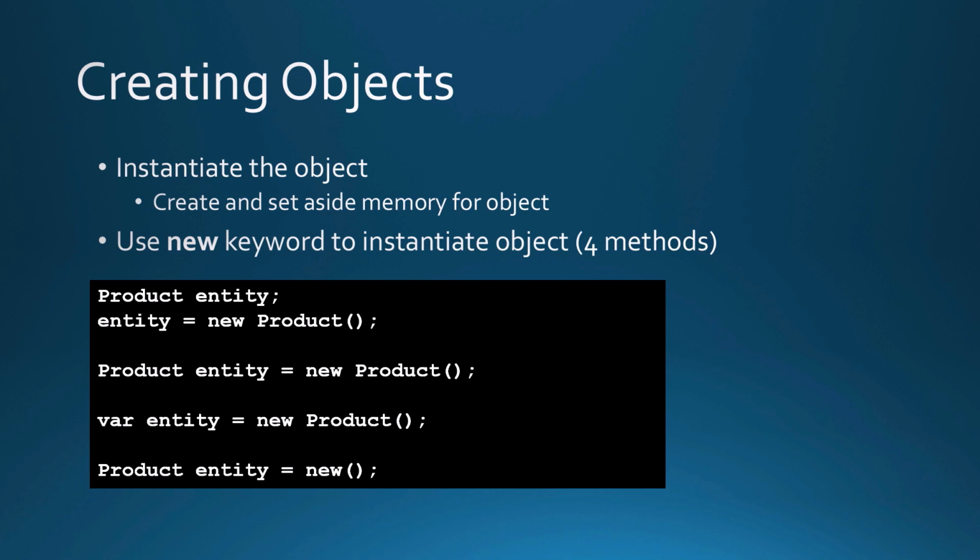And there's actually 4 different methods of doing this. The first one is the first 2 lines here, Product entity; entity equals new Product, or all on one line, Product entity equals new Product. You can also use the var keyword, which will infer the type by looking at the right-hand side of the equal sign and figuring out that you're creating a new Product. And then the new shorthand way, starting with .NET 6, is Product entity equals new. As long as you define Product on the left-hand side, we can shorthand this to simply new.